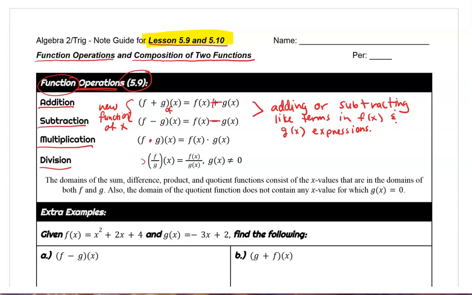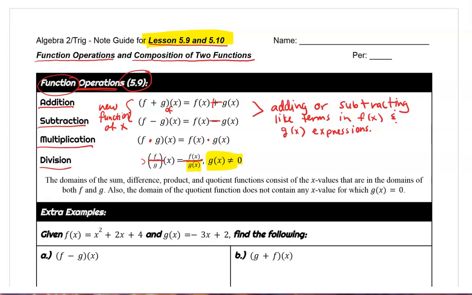Here, you're going to just multiply f and g together. And here you're just going to divide g from f. So the only thing you have to be on the lookout for when you're dividing by a function is just to restrict, I should say, any values of x that would make that function equal to 0.